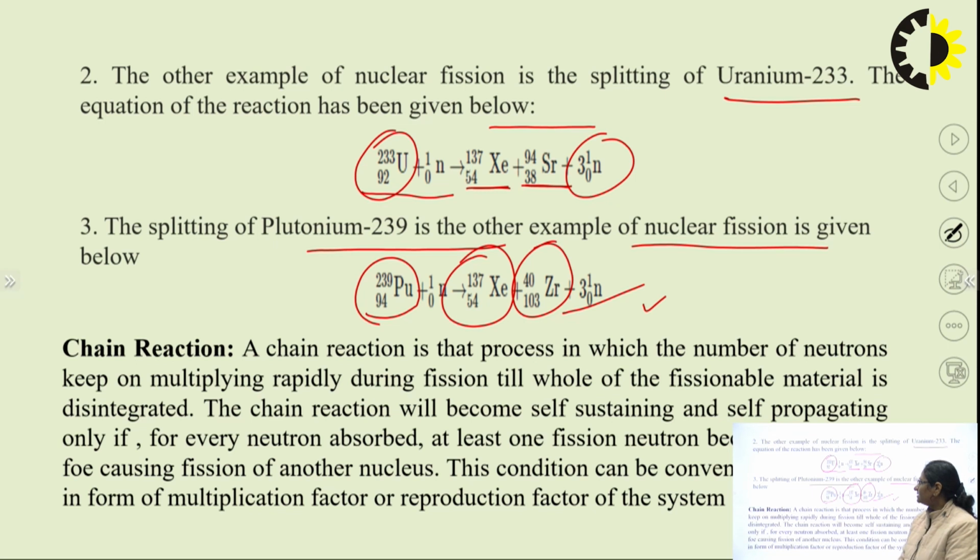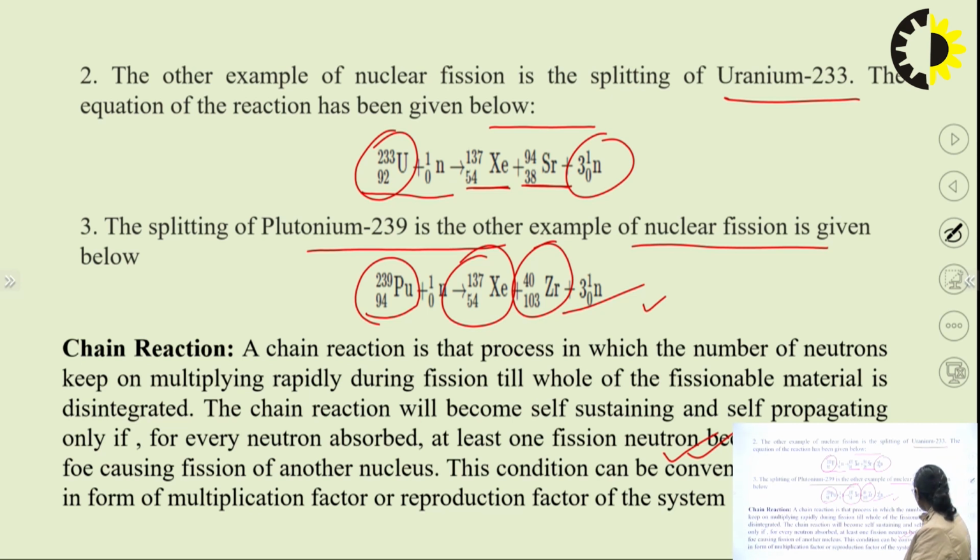Now, let us consider the chain reaction. What is a chain reaction? A chain reaction is that process in which the number of neutrons keeps on multiplying rapidly during fission till the whole of the fissionable material is disintegrated, right? The chain reaction will become self-sustaining and self-propagating only if for every neutron absorbed, at least one fission neutron becomes available for causing fission of another nucleus, right?